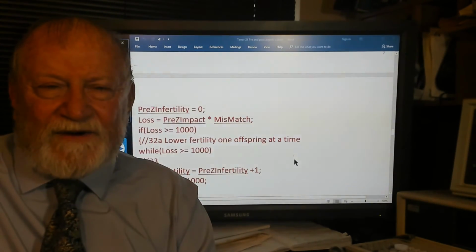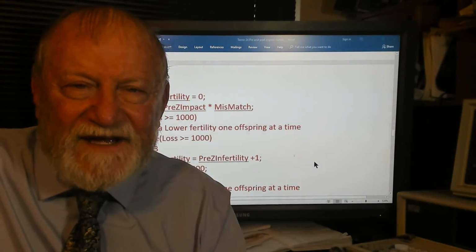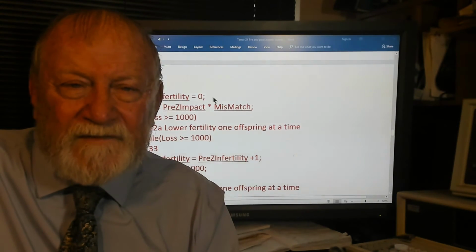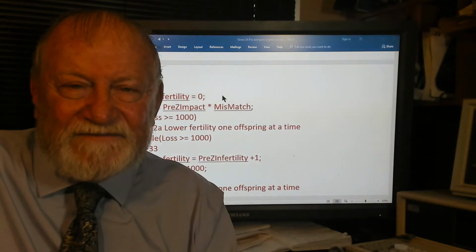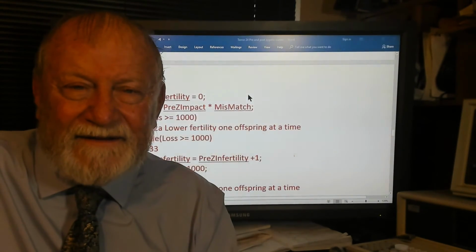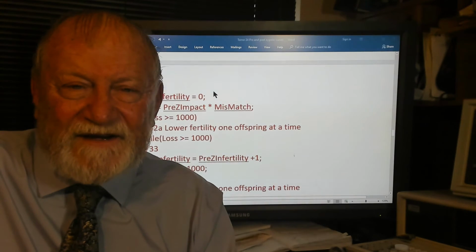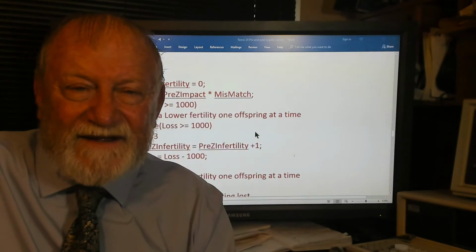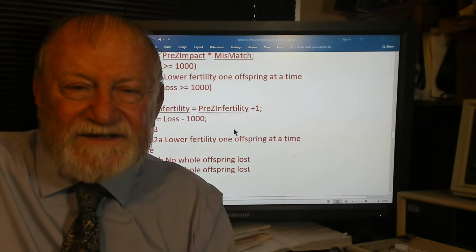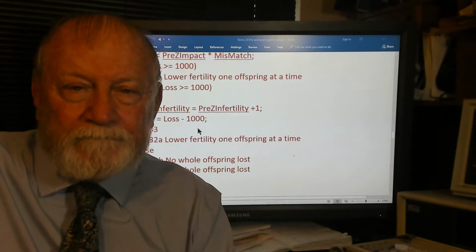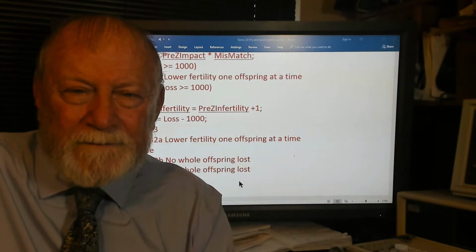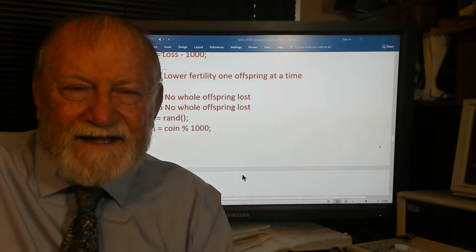Okay, you could tweak the program, and here it is. Come to knowbabies.net. Look this up. This is pre-Z infertility, shorthand. Pre-zygotic infertility is 0, and then loss is pre-zygotic impact times the amount of mismatch. You calculate it out, and then you can subtract the number of offspring you lose and the chance of using one more. That's how it now stands.